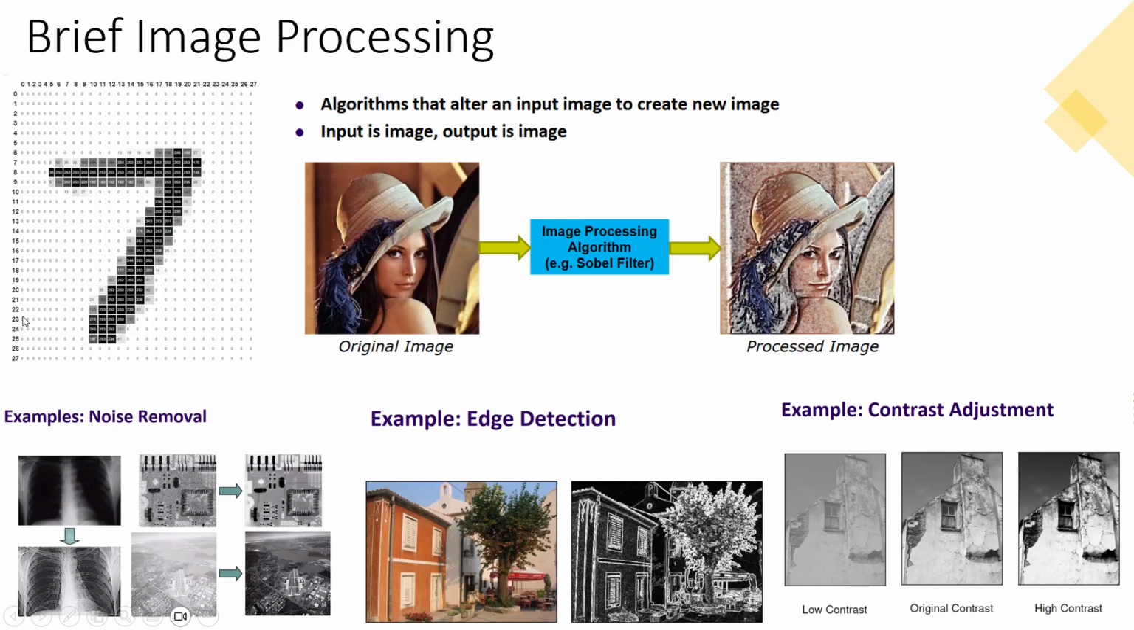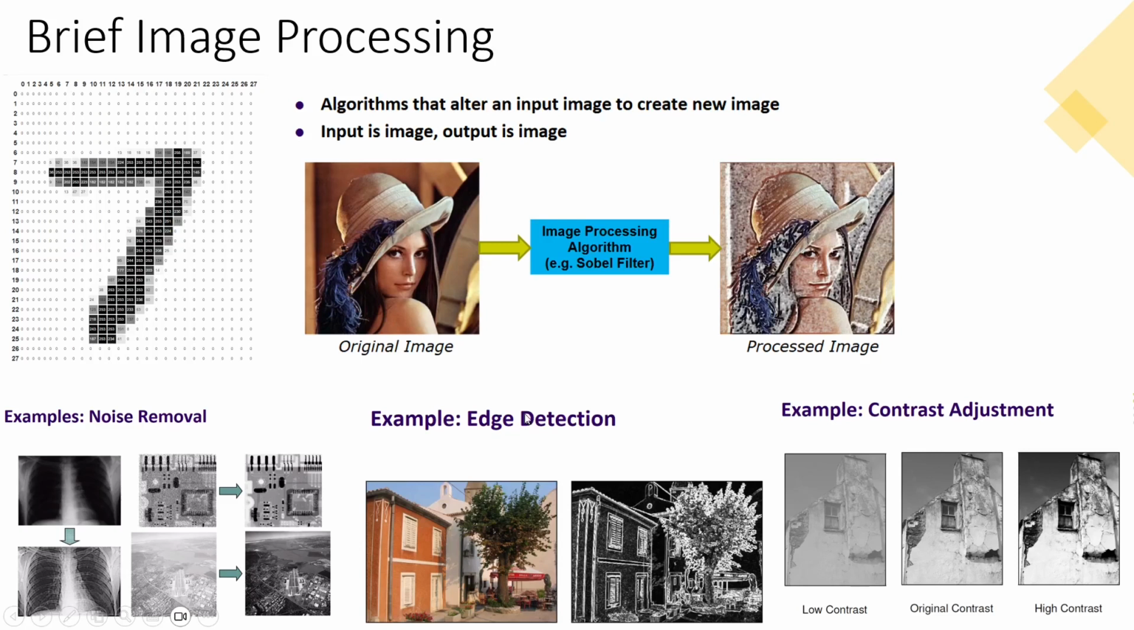And the basic definition of image processing is that it's the algorithms that alter an image to create a new image. That's basically the definition of image processing. We have an input image, we have an output image, then in between we do some operations, and these operations are called image processing. Such as this one, we have the original image, we have the image processing algorithm. In this case, that's a Sobel filter, that's a special filter for edge detection. And on the right side, we have the processed image.